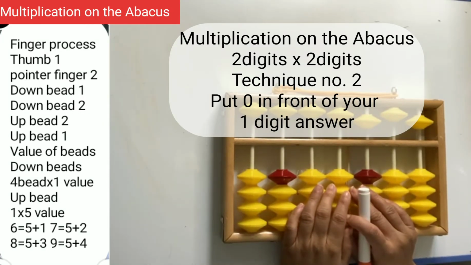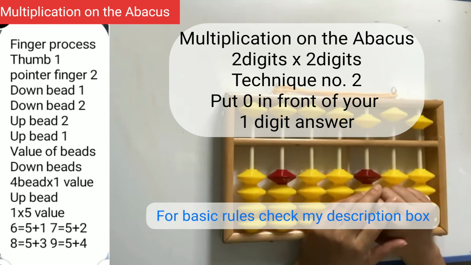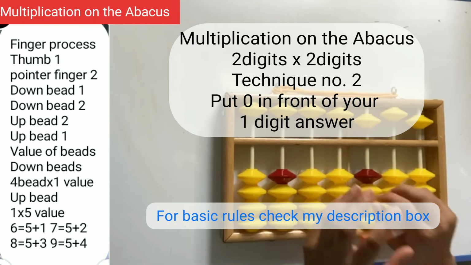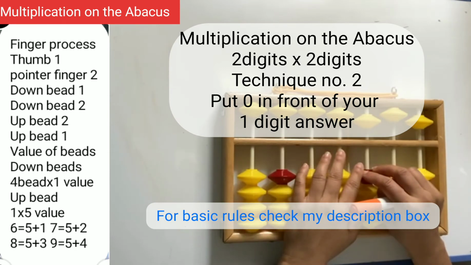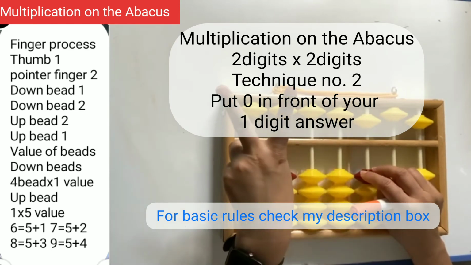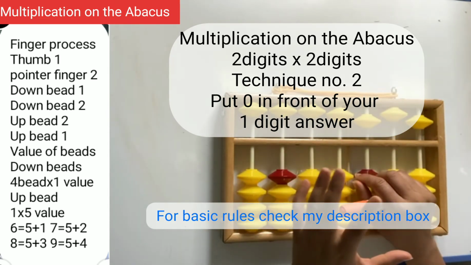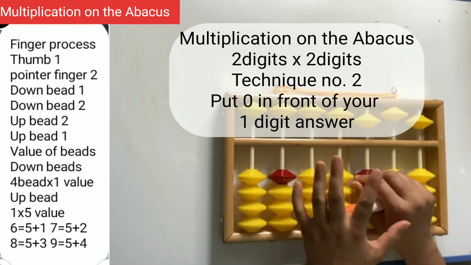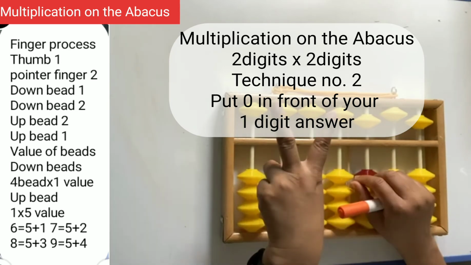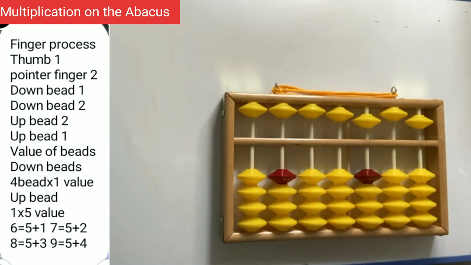We are doing multiplication on the Abacus, 2 digits multiply by 2 digits. Please check my other episode for the basic rules to learn in detail, with lots of techniques inside. Please also check my other 7 episodes on 2 digits multiply by 1 digit. There I explained all the techniques which apply in multiplication. So first you have to learn that, and then come to this 2 digits multiply by 2 digits episode. So let's start.